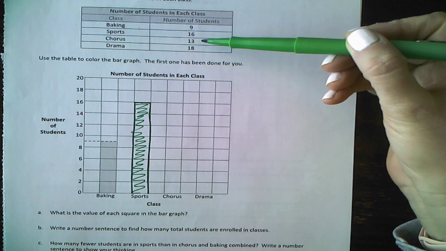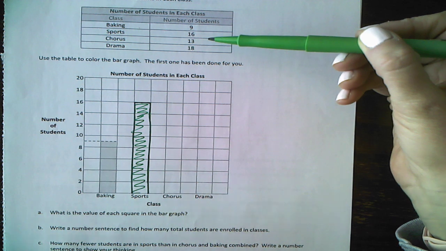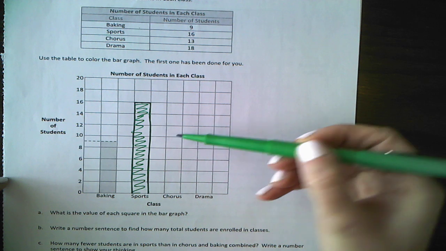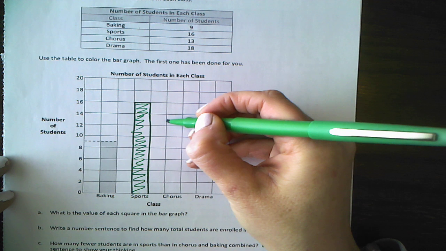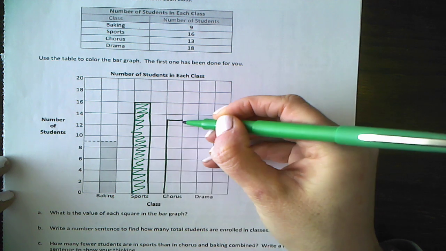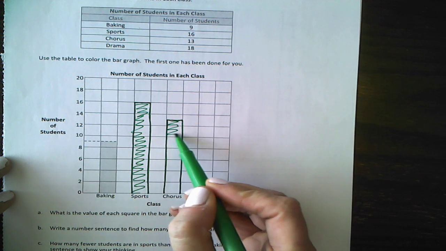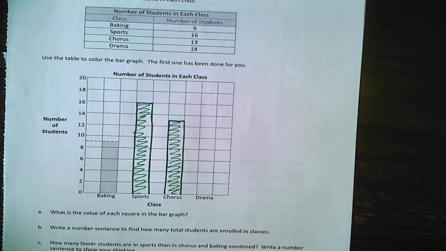All right, let's talk about chorus. How many kids we have in chorus? It says 13. Now, what I'm noticing about 13 is that it's an odd number. So it's going to be in the middle of 2 numbers. It's going to be in the middle of 12 and 14, right? So let's count up 2, 4, 6, 8, 10, 12, and we're going to go bloop right in the middle right there, okay? Same thing, just outline your bar on your graph and then just give it a little scribble in there. Look at that. Look at us creating a scaled bar graph.